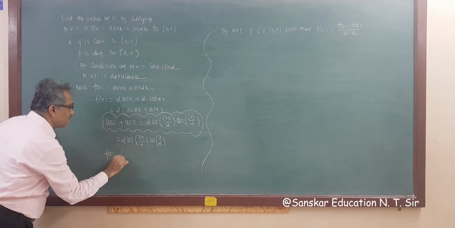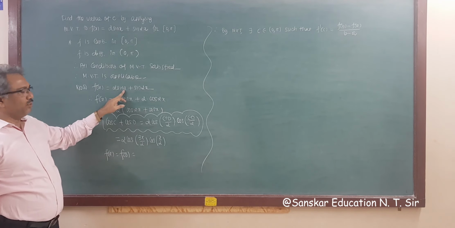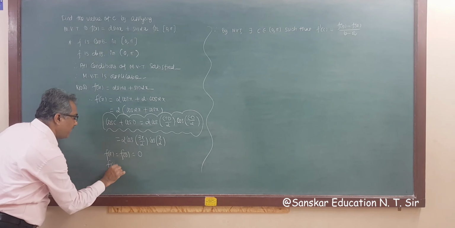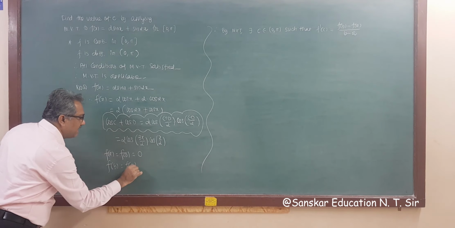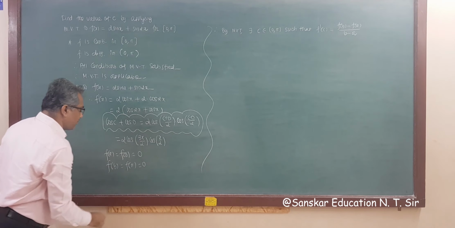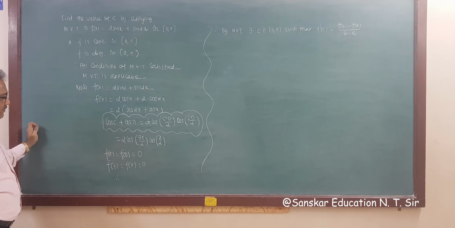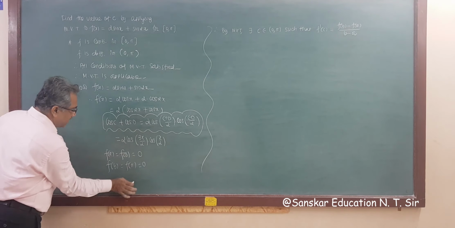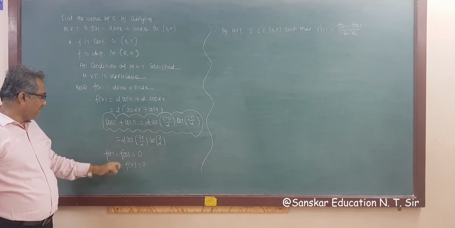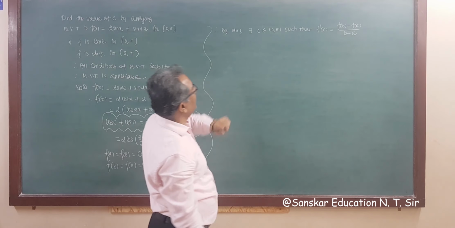So f(a) is equal to f(0), which is 2 sin 0 plus sin 0, so 0, and f(b) is equal to f(pi), which is 2 sin pi plus sin 2 pi, so the answer is 0, right? We are applying mean value theorem, not Rolle's theorem. So f(a) and f(b) both are 0 here.